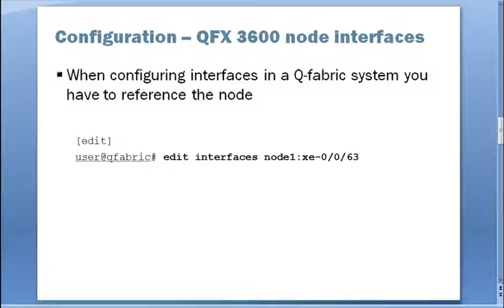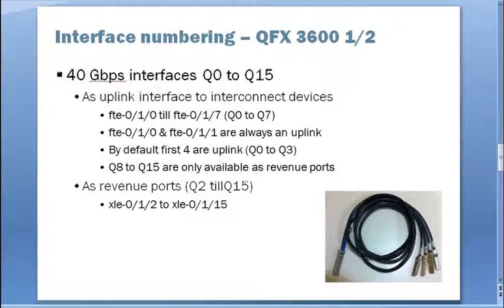And that brings us to the interface numbering. For the usage of the interfaces as 40 gigabit, we have a couple of interface types available, as well as we have for the 10 gig. The 16 interfaces on the front of the box are in hardware referred to as Q0 till Q15. When we would like to address those for a special purpose, we refer to those interface types Q0 to Q15.